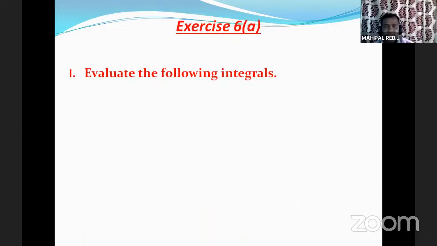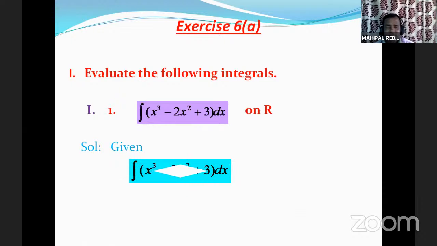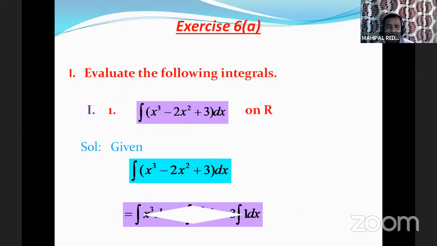Now exercise 6a: evaluate the following integrals. The first one is the integration of x cube minus 2x square plus 3, and the domain is R. Solution: the given question I am writing as it is, integration of x cube minus 2x square plus 3. Again, I write the individual integrations: integration of x cube dx minus 2 into integration of x square plus 3 into 1 into dx.